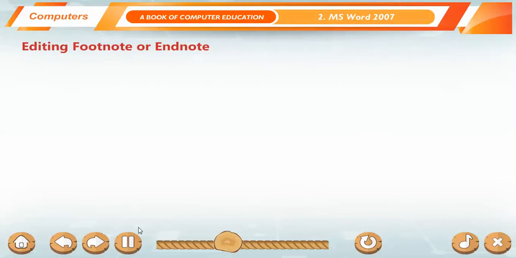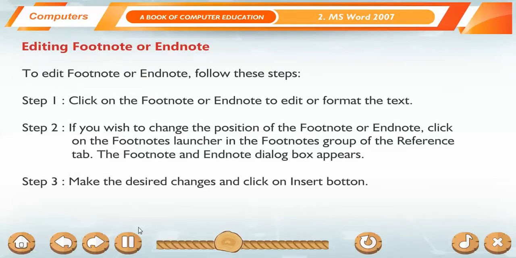Editing footnote or endnote. To edit footnote or endnote, follow these steps. Step 1. Click on the footnote or endnote to edit or format the text. Step 2. If you wish to change the position of the footnote or endnote, click on the Footnotes launcher in the Footnotes group of the Reference tab. The Footnote and Endnote dialog box appears. Step 3. Make the desired changes and click on the Insert button.